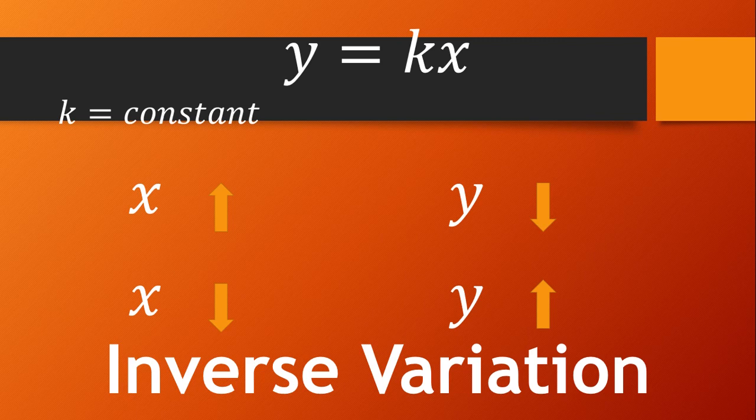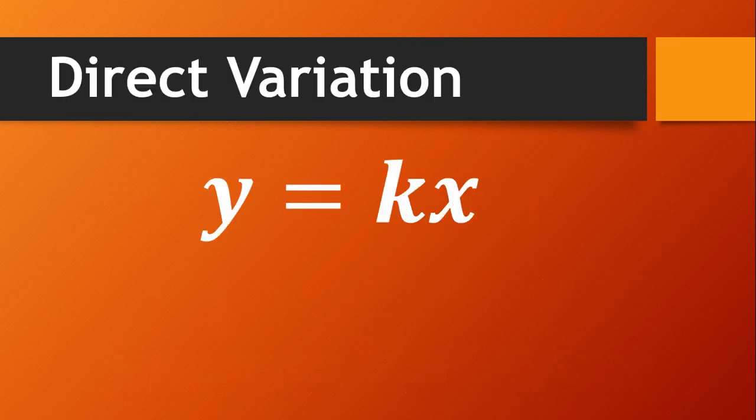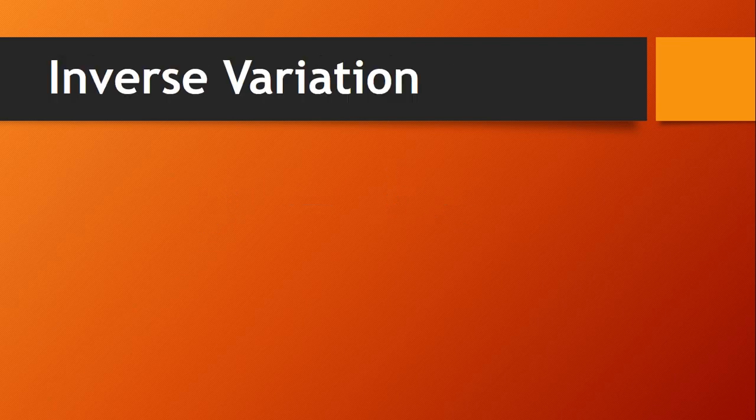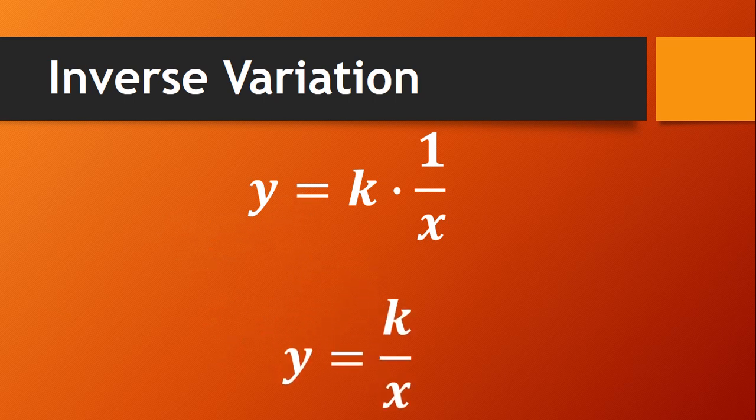So, direct variation, y is equal to kx, wherein k ay constant. And dito sa inverse variation, y is equal to k times 1 over x. 1 over x kasi inverse nga, diba? So, inverse ng x ay 1 over x. Or pwede nyo rin isulat na y is equal to k over x.